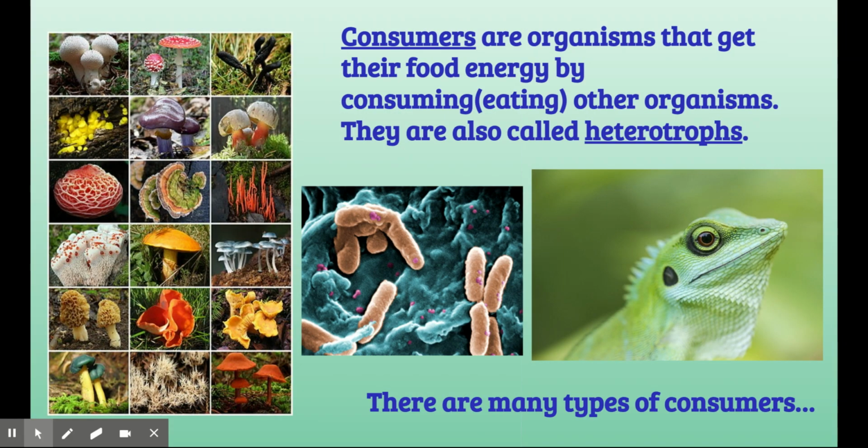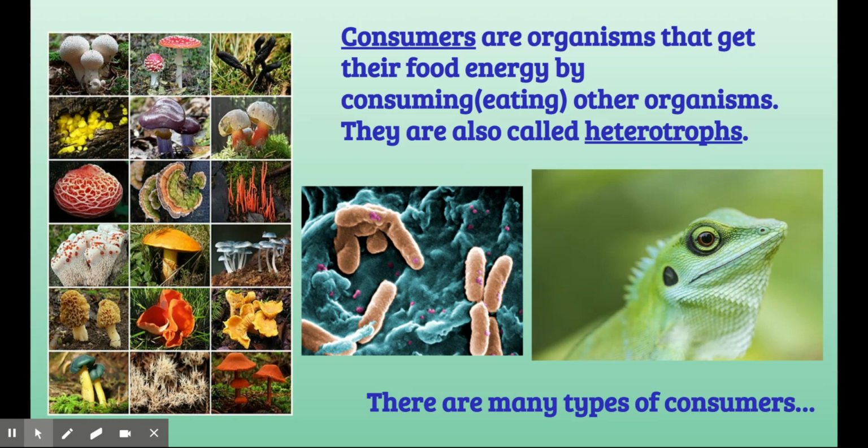Now here we get into the new stuff. Once the producers have made glucose, they can pass it along by being consumed. We call organisms that get their food energy by consuming other organisms consumers. Plants are just producers, right? Consumers will eat either producers or other consumers. We also call them heterotrophs. If you hear heterotrophs or consumer, that's the same thing. We just use different terms, so you will hear both of them.